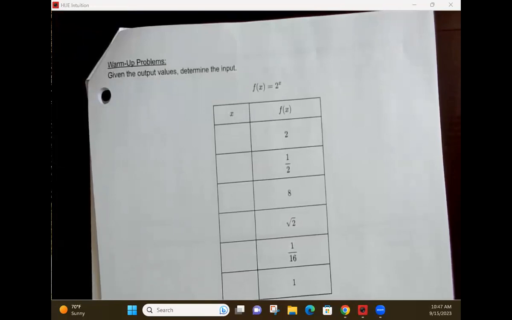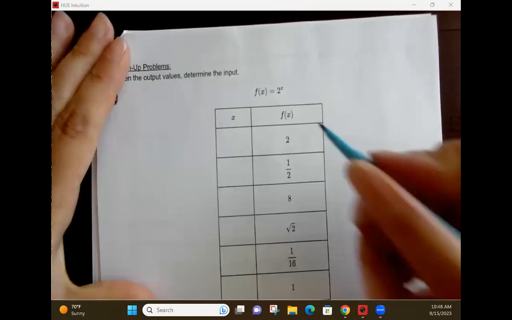Usually when we make a table, we are choosing values of x, plugging them in, and then evaluating to see what we get for y. This time, we have some values for y. We have some values for our function selected for us already, and we're going to figure out what values of x we have to use to get those.